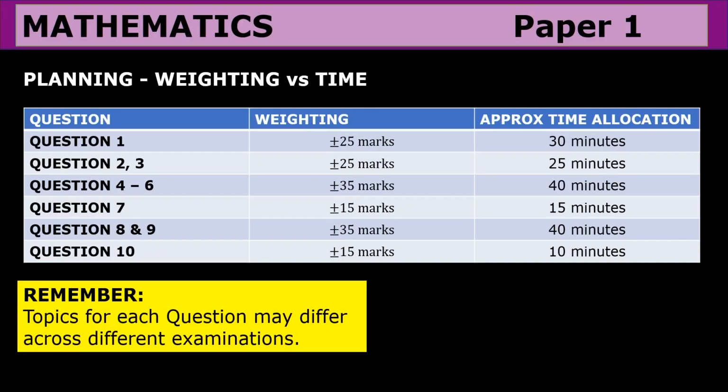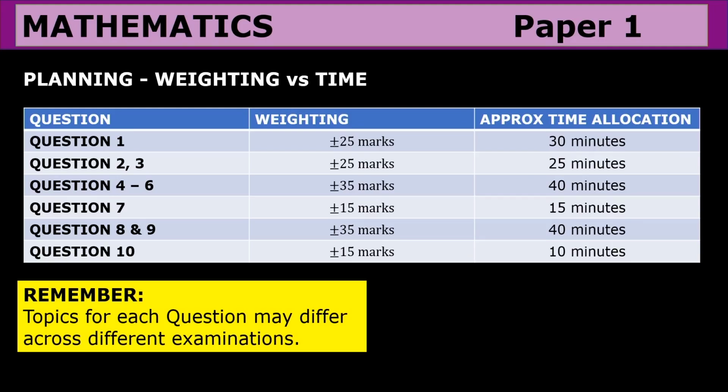So looking at the first question there, that is a plus minus 25 marks, and of course you can calculate about 30 minutes for yourself to complete that question. Then we have question 2 and 3, and that of course is plus minus 25 marks as well, and you can allocate yourself there plus minus 25 minutes. Then we have question 4 right up until 6, and that is plus minus 35 marks, and you can allocate yourself around 40 minutes for those questions.